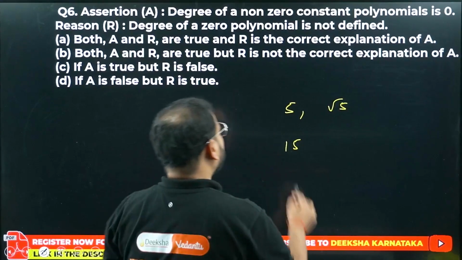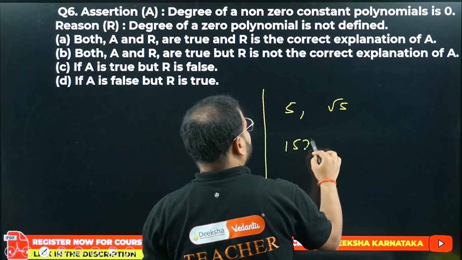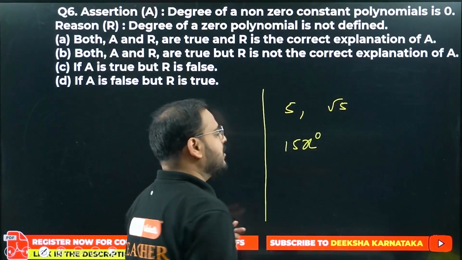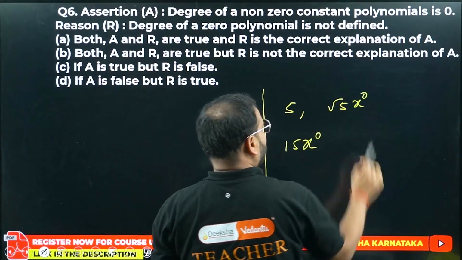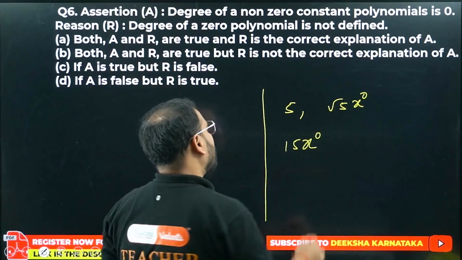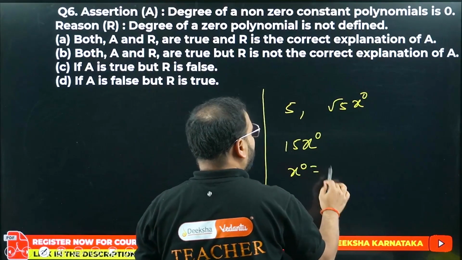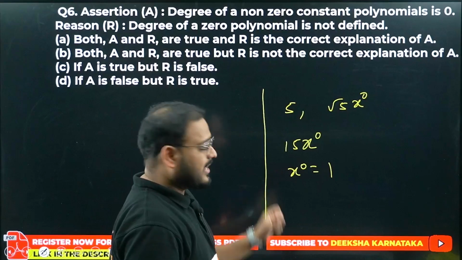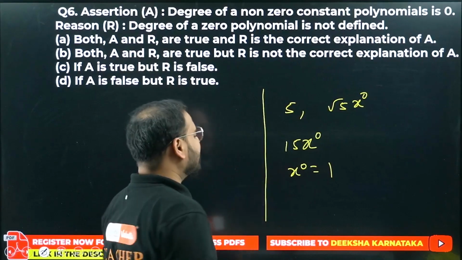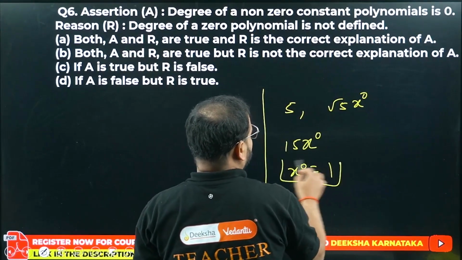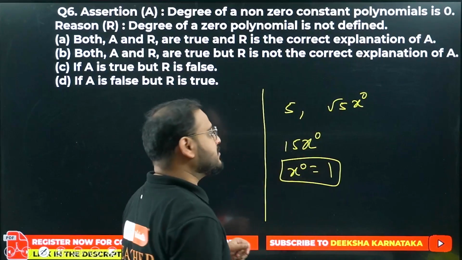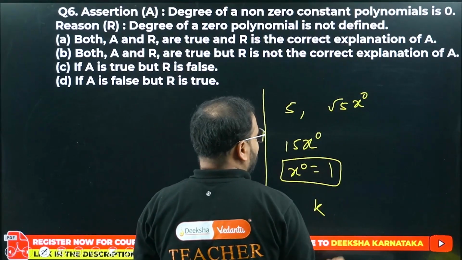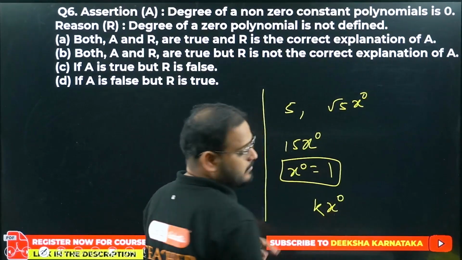I can write this as 5 or 15 times x power 0. X power 0 is 1, because any number to the power 0 is 1. In that case, I can write any constant polynomial with degree 0. So for any constant polynomial k, I can write it multiplied with x power 0, or the variable power 0.